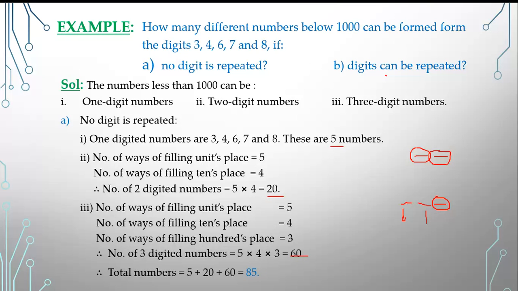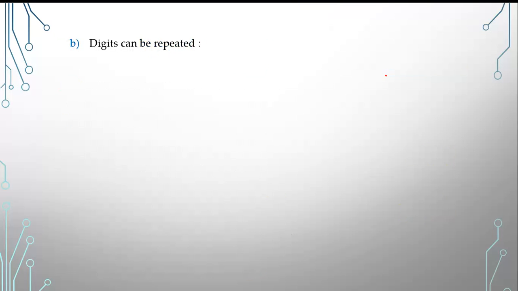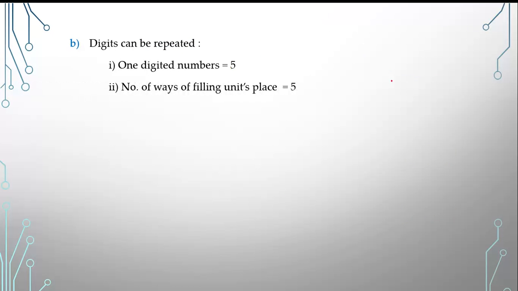Now come to the second point, that digits can be repeated. Can be repeated means that for the one digit place, because here we have 5 digits, we have 5 ways. Now for the 2 digit number, we have 2 places to fill. For the unit place, how many options do we have? 5 options are there. And for the second place, we have again 5 options. Why? Because our digits may be repeated, right?